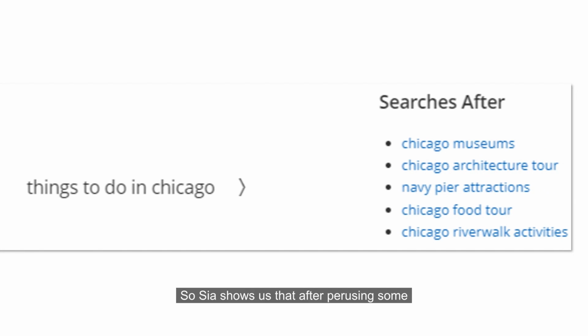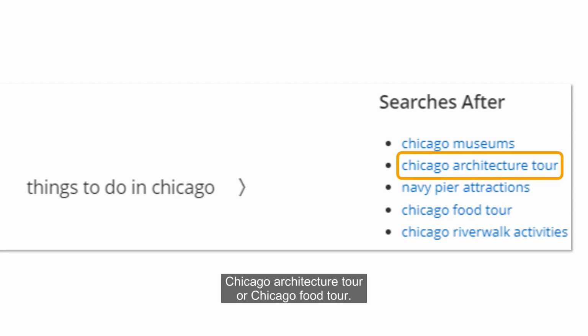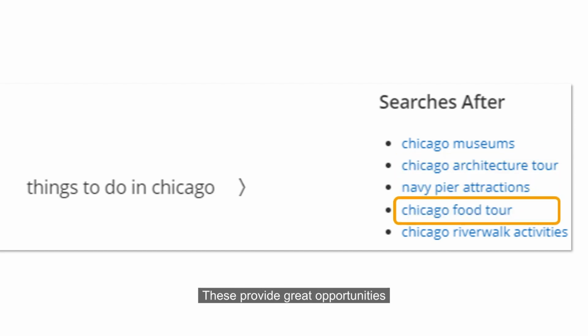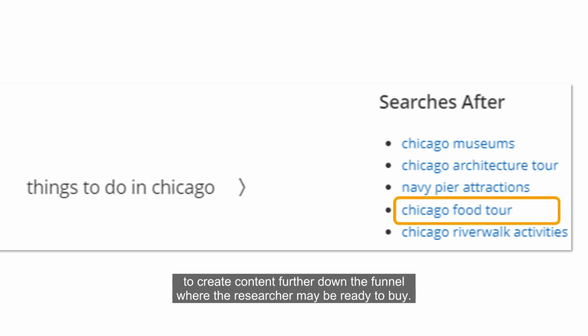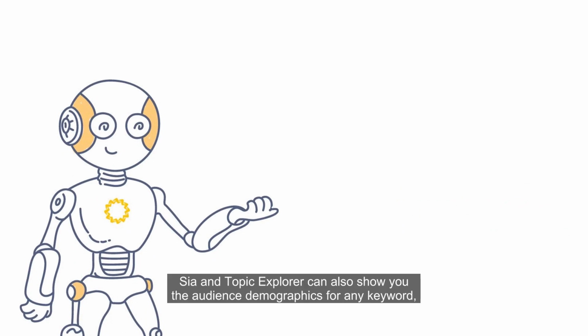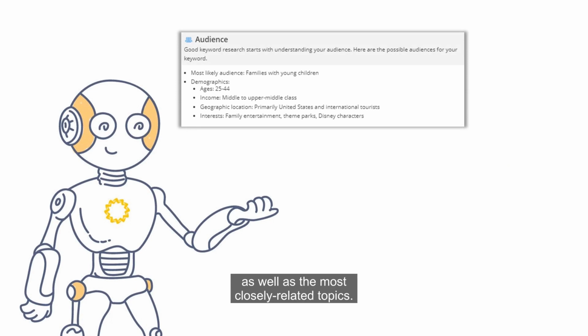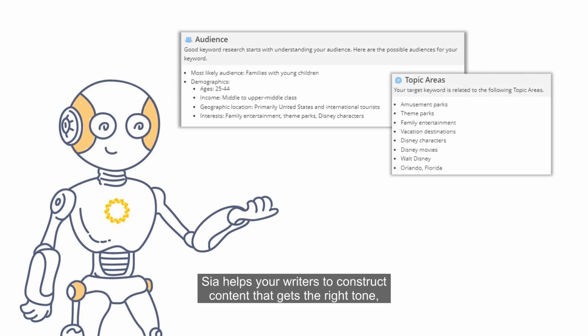So Sia shows us that after perusing some content aggregating many things you can do in Chicago, they now focus their search on something more specific, such as Chicago Architecture Tour or Chicago Food Tour. These provide great opportunities to create content further down the funnel, where the searcher may be ready to buy. Well, that's not all. Sia and Topic Explorer can also show you the audience demographics for any keyword, as well as the most closely related topics. Sia helps your writers to construct content that gets the right tone for the right audience on the topics they care about.